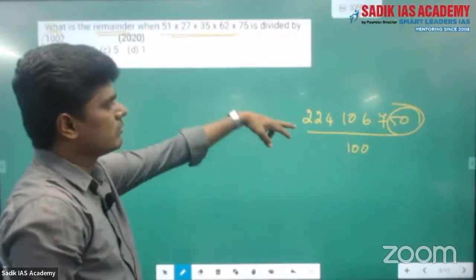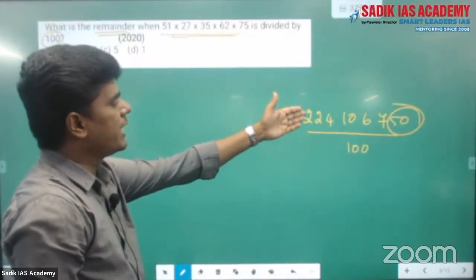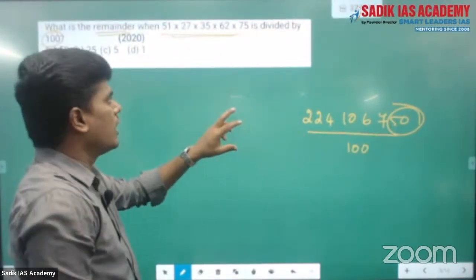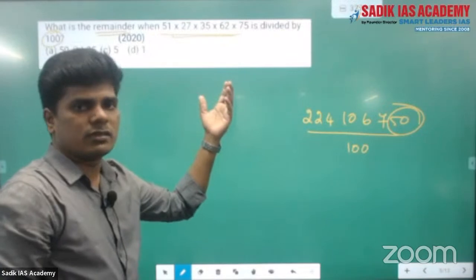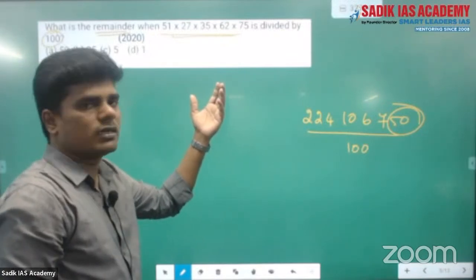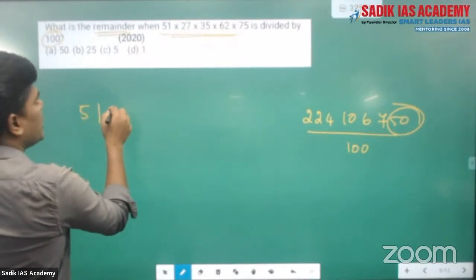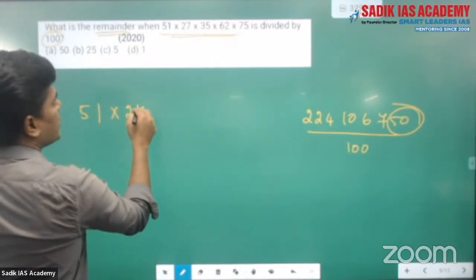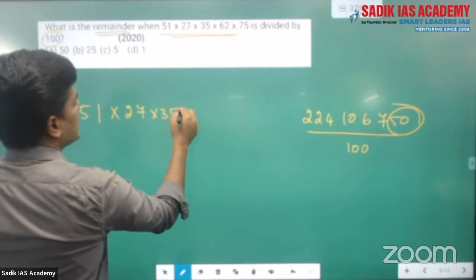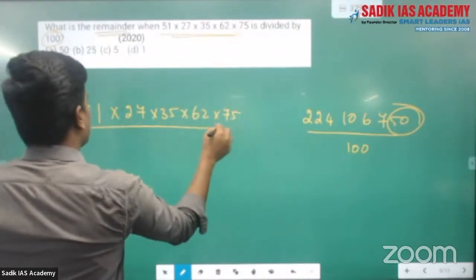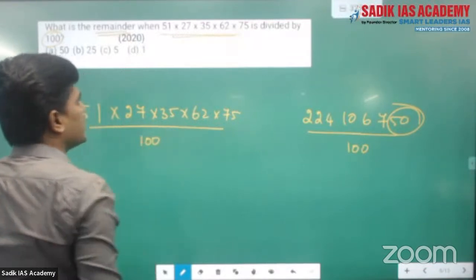It will take time. I'm getting almost a 9-digit number. Multiplying these 5 numbers will take time. So is there any other alternate method? I have to think about it. The alternate method is this. They asked 51 into 27 into 35 into 62 into 75. When I divide it by 100, what is the remainder they're asking?